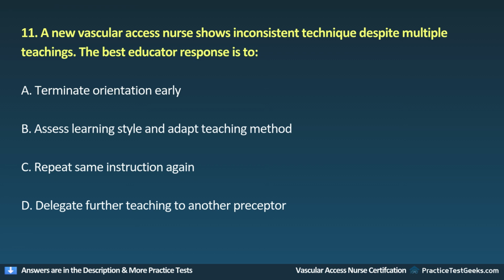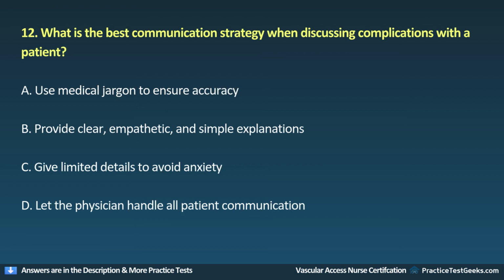11. A new vascular access nurse shows inconsistent technique despite multiple teachings. The best educator response is to A. Terminate orientation early. B. Assess learning style and adapt teaching method. C. Repeat same instruction again. D. Delegate further teaching to another preceptor.